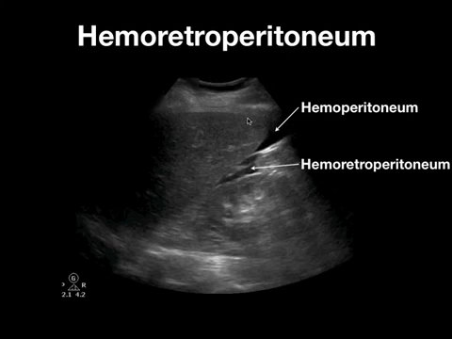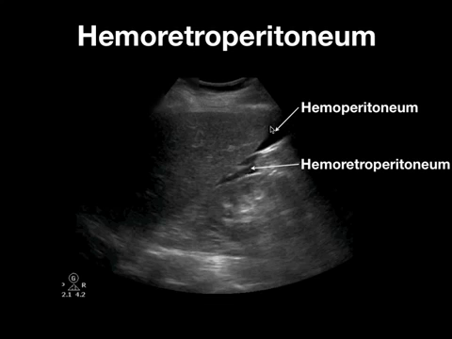In this image here, you've got a patient who has both hemoperitoneum as well as hemoretroperitoneum. Again, you can see here's the liver, here's the kidney. You can see that there's a fluid collection here and a fluid collection here. So now you've got to look at boundaries to decide where this fluid collection is.